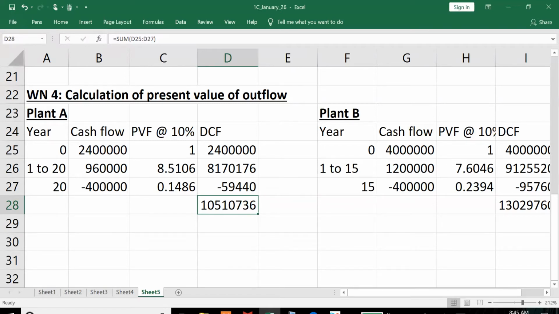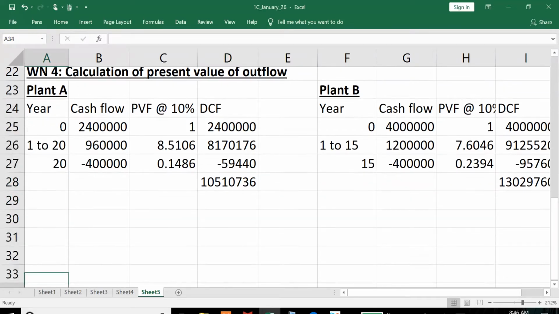So, to make them comparable, we calculate something called equated annual cost. You could have learned this at IPCC level. The life of the two projects is different. One project is 20-year life, another project is 15 years life. Next, working note 5.